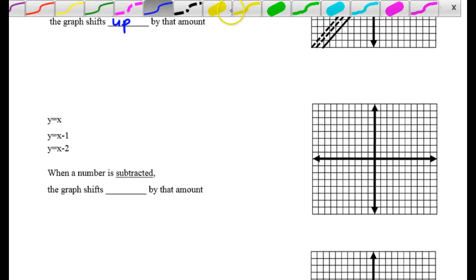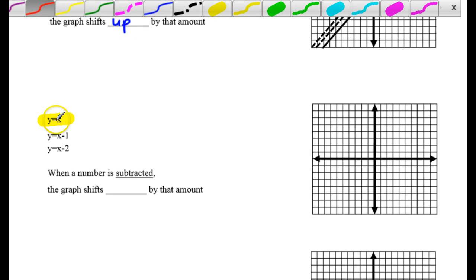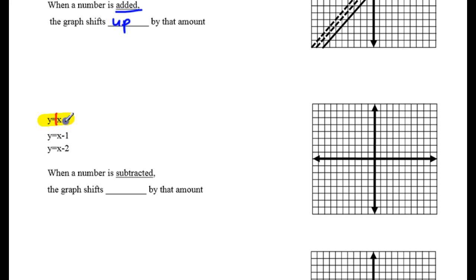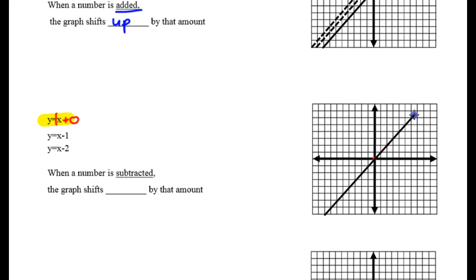Alright, let's look at this one. Once again, we'll start with the parent graph. y equals x. Slope is 1. y-intercept is 0, right? So let's graph that one here. Still slope of 1, up 1 over 1, up 1 over 1. Alright, so there's the parent graph.